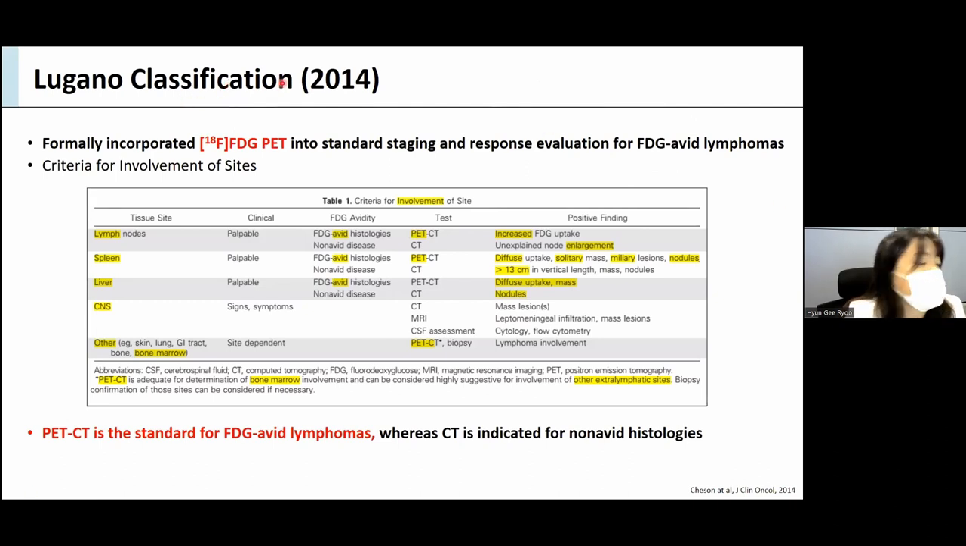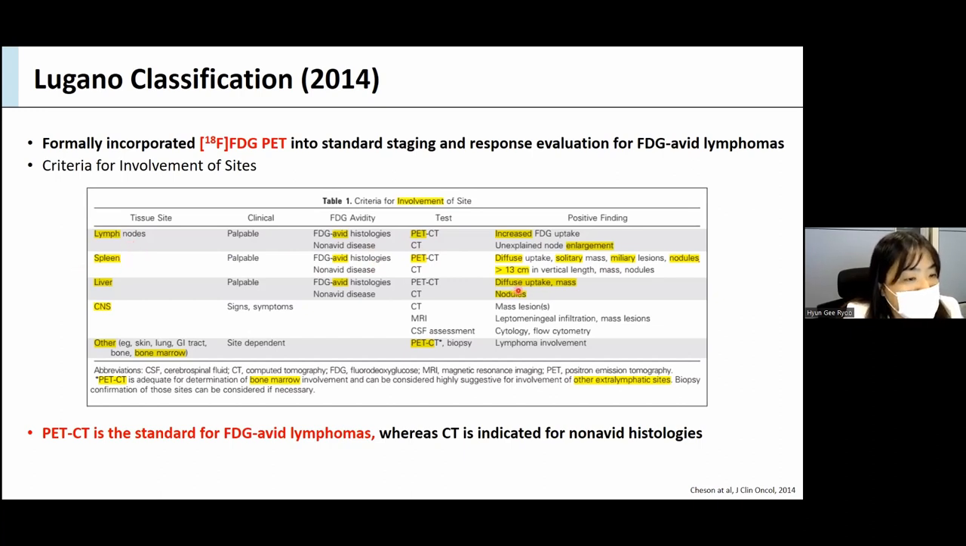And the Lugano classification, which was introduced in 2013, is the system which formally incorporated FDG PET into the standard staging and response evaluation for FDG-avid lymphoma. So based on the FDG PET finding, we can decide whether the lymphoma is involved in these organs or not. So if there is increased uptake in the lymph node in FDG PET CT, we can say that this patient has lymph node involvement. And for the spleen, if the patient has diffuse uptake or solitary mass or miliary lesions or nodules in the FDG PET CT, we can say that this patient has spleen involvement.